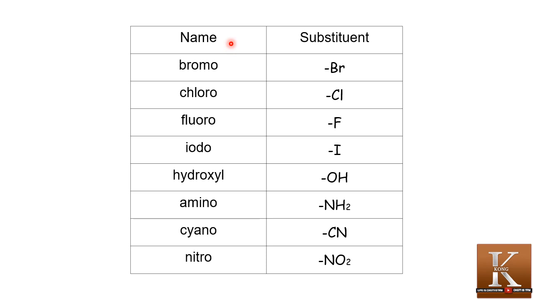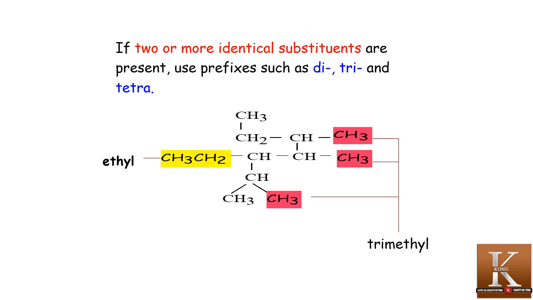These are the other substituent names: Br is bromo, Cl is chloro, F is fluoro, and so on. Hydroxyl is OH, and amino is NH2. Here, if two or more identical substituents are present, use a prefix such as di. So for example here, 1, 2, 3, there are 3, so it's tri. And if there are 4 similar or identical substituents, we use tetra.